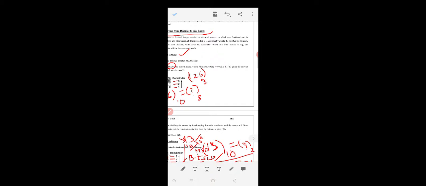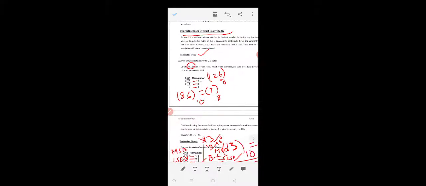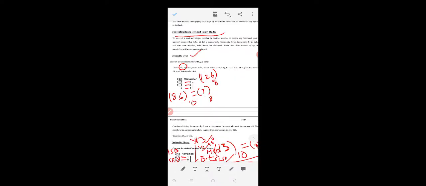I suggest all of you prepare a table of decimal numbers from 0 to 15. The first column is the decimal number, the next column binary, the next octal, and the next hexadecimal. Practice these 16 numbers. What is the binary equivalent of 0, of 2, of 5, similarly up to 15?